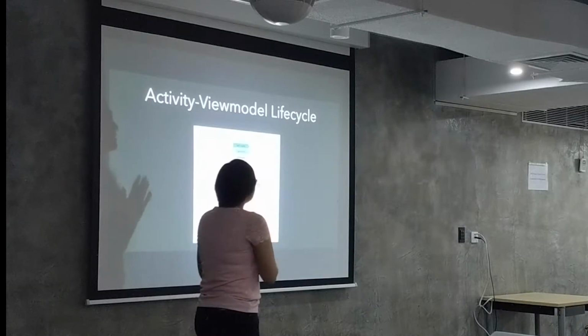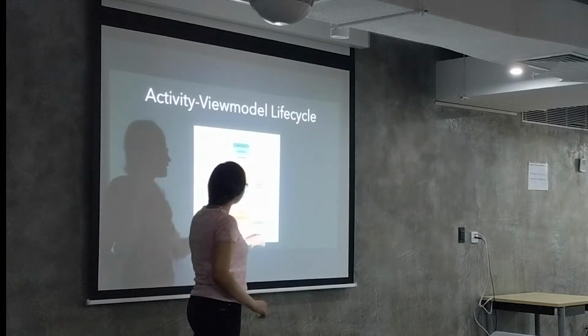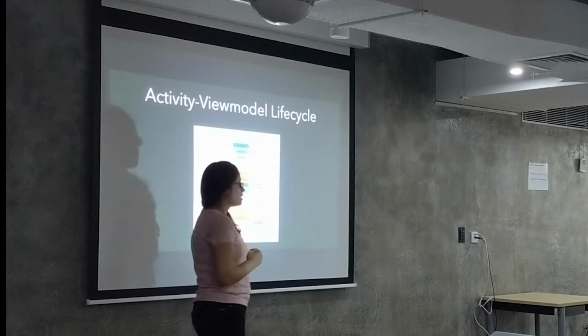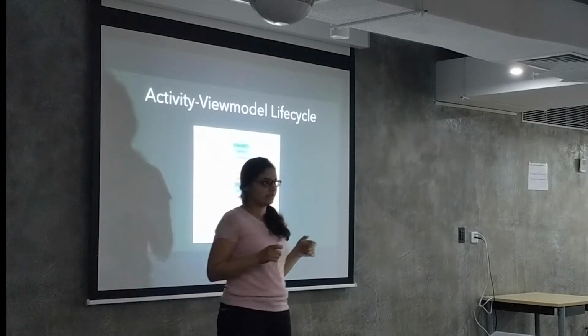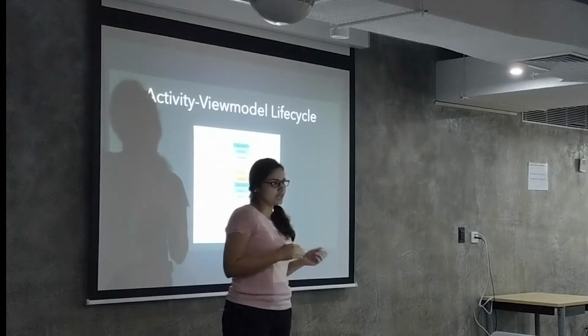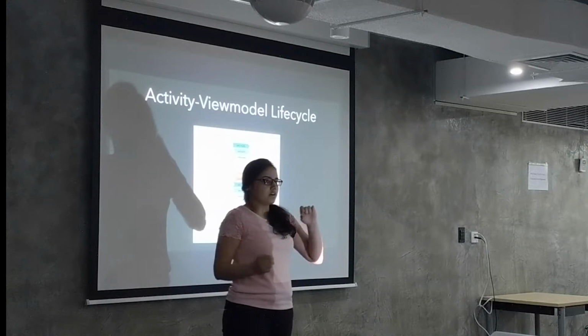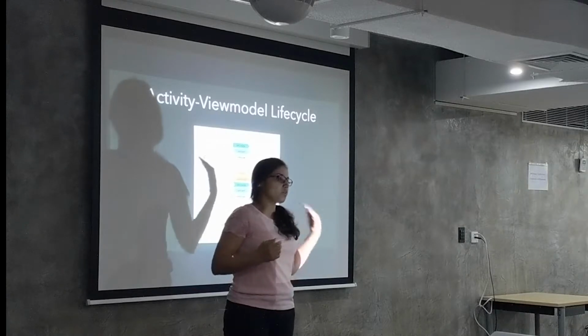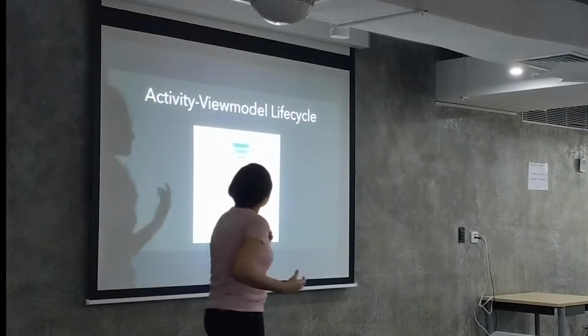So this is the life cycle of the activity and this is the life cycle of the view model. Basically the view model survives longer than the activity. This is one reason why you should not have activity references in the view model, because the view model is going to stay longer. If you rotate the screen and my activity wants to die, it cannot because the view model is holding a reference, which is a leak.